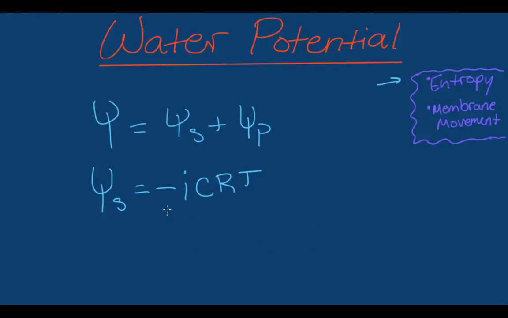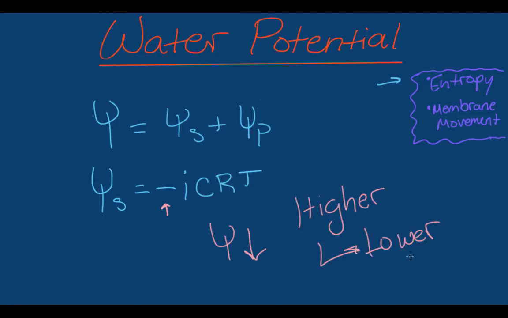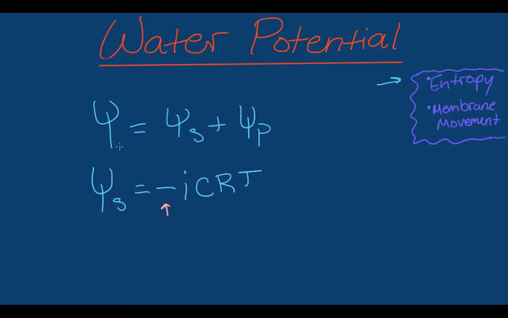So as you might have noticed, there's a negative sign here. So as you raise any one of these numbers here, i, C, or T, your solute potential is going to get more negative, or it's going to drop. And so when you add it into this equation, your overall water potential is going to go down. And just like diffusion, water potential goes from higher potential to lower. So the lower your number is, the more likely water is going to flow to that area. And we measure all this in bars.